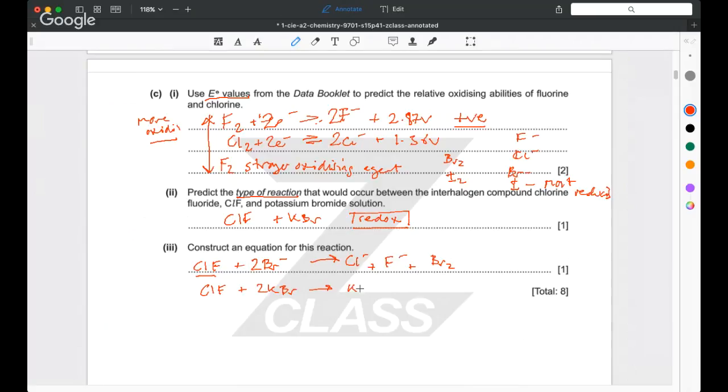Potassium bromide is going to potassium chloride, plus potassium fluoride, plus bromide. And that reaction all happened because the bromide ion, compared to the fluoride and the chloride, was the most reducing. And you can see here that chlorine has been reduced to chloride, the fluorine has been reduced to fluoride, and the bromide, because it was the reducing agent, has been oxidized up to a bromine molecule.